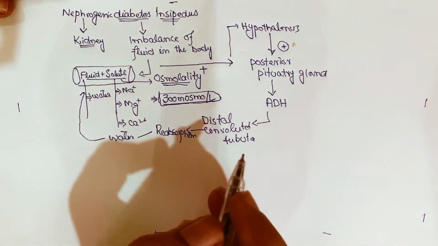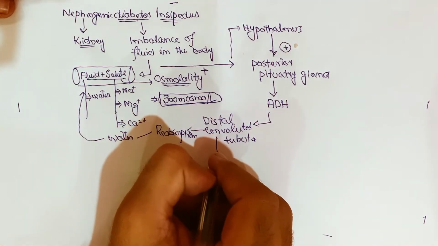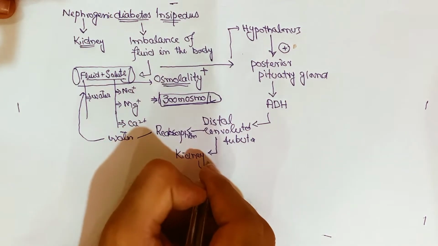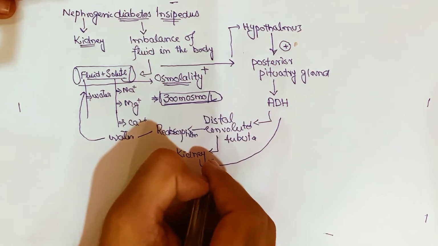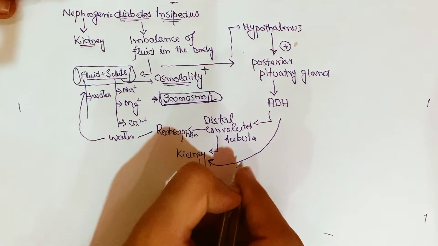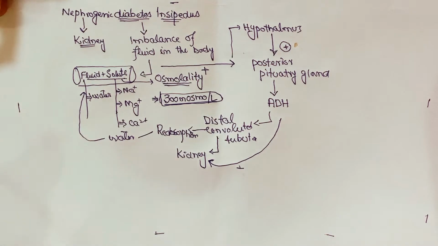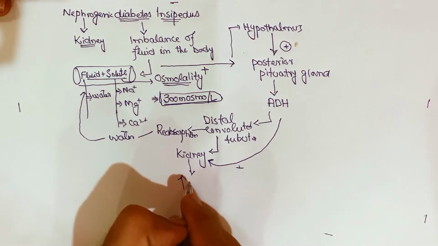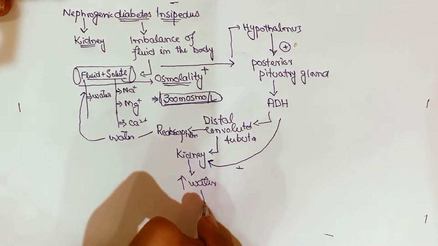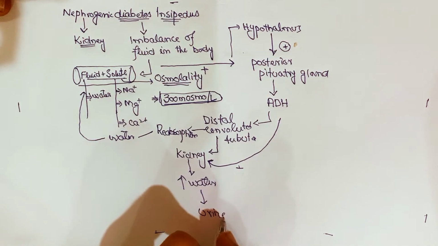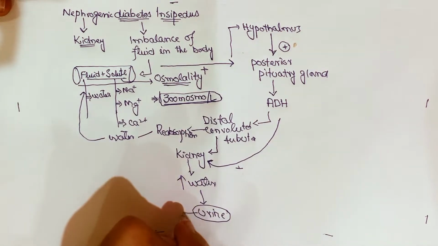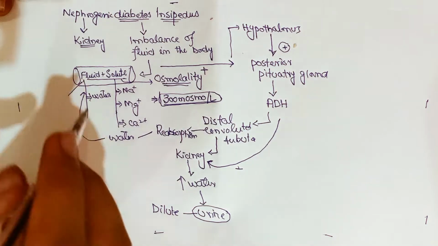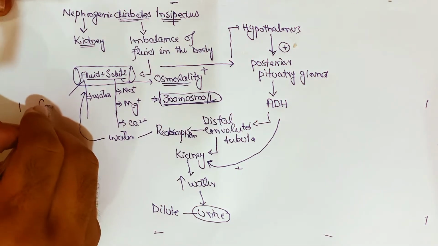But sometimes the distal convoluted tubule of the kidney does not respond to this ADH hormone, and as a result more water moves out through the urine. It means the urine becomes more diluted, and the fluid present in the blood vessels becomes more concentrated.